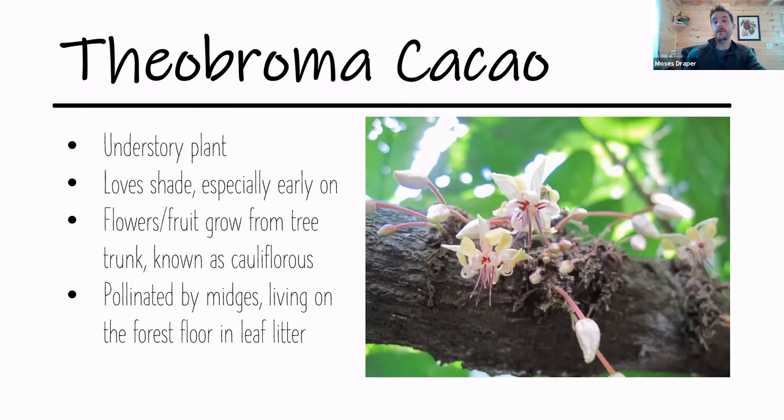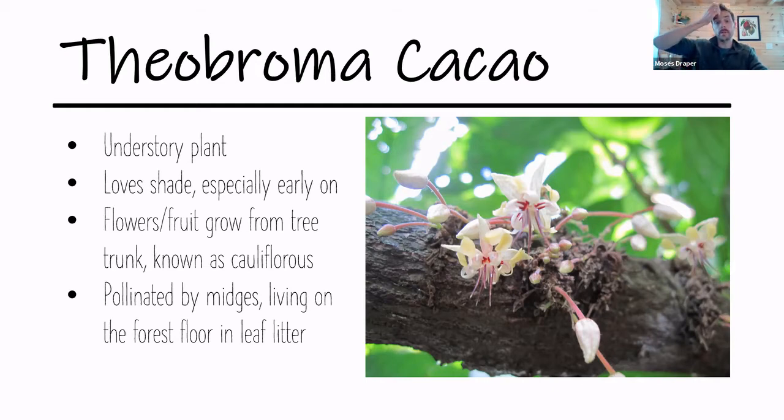One of the things I love about cacao, part of what makes it relatively unique, and just because I love the word, cacao is known as a cauliflorous plant. And as you can see in the picture, what this means is that both the flowers and the fruit grow right off the trunk of the plant. So those flowers in the picture will eventually turn into the fruit.